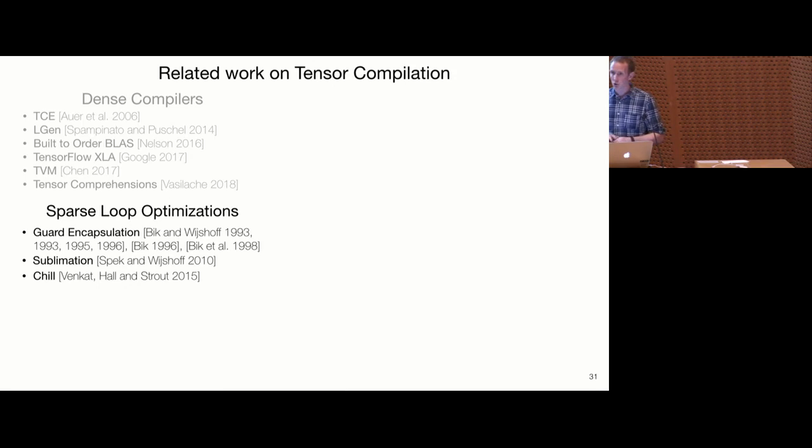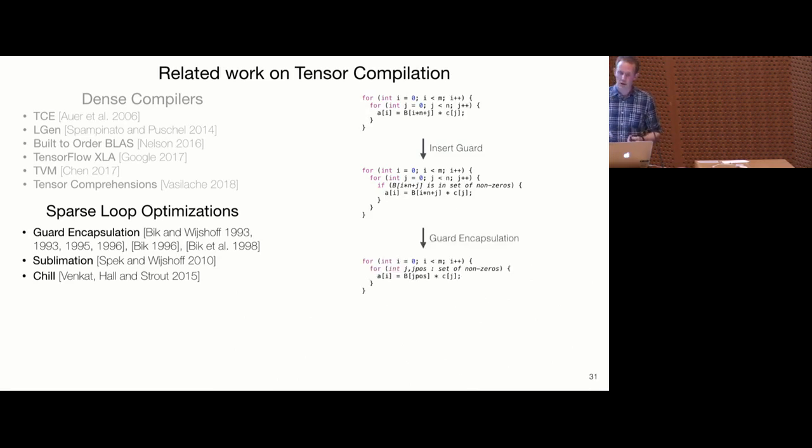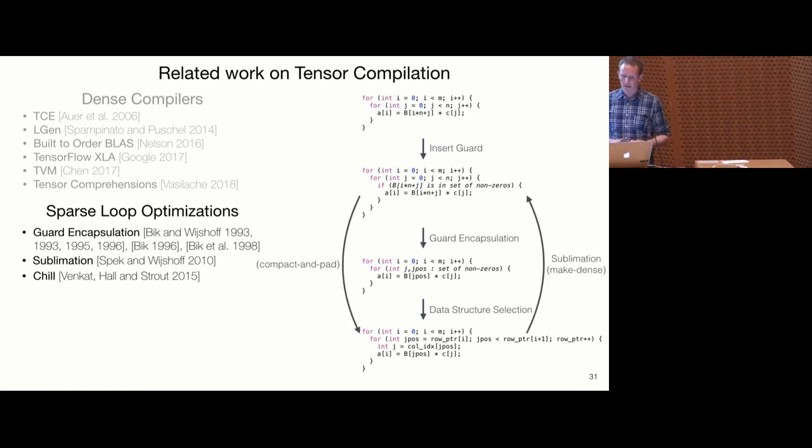For sparse loop optimizations, there's also been some related work, starting with some people in the Netherlands, Bik and Wijshoff, in 1993, and followed up later by people on the West Coast in the US, Hall, Strout and Kartha. What they do is start with a dense loop. Then they insert guards saying only compute if there's a non-zero there. Then they have a compiler transformation that pushes those guards into the bounds of the loop, creating pseudocode saying only iterate over the non-zeros. And then they specialize that to a data structure. And then they have some other transformations.